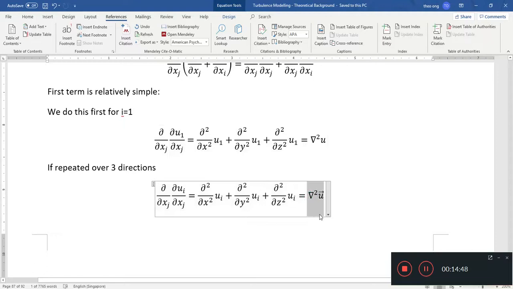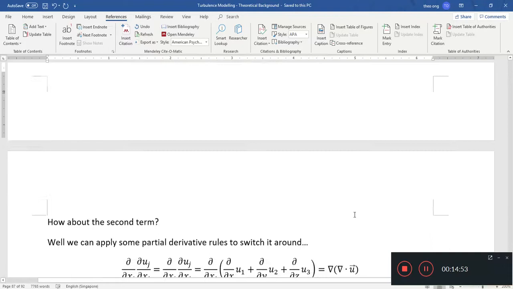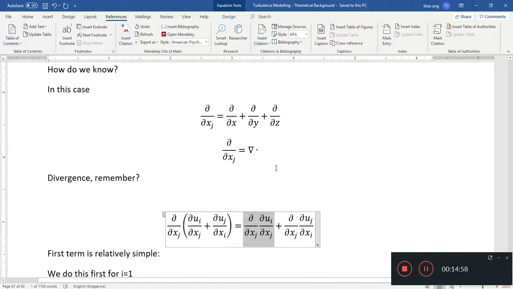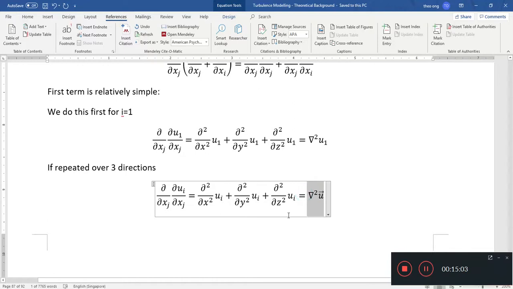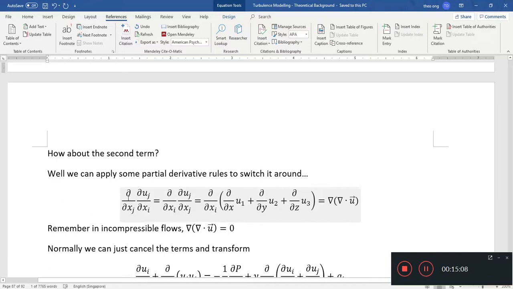Okay, I should put it like that. Okay, so this kind of makes sense of this first term, and that's where you get this divergence term from. Now what about this second term? Now I'm going to use a shortcut over here. Del by del xj of del uj del xi equals the following.